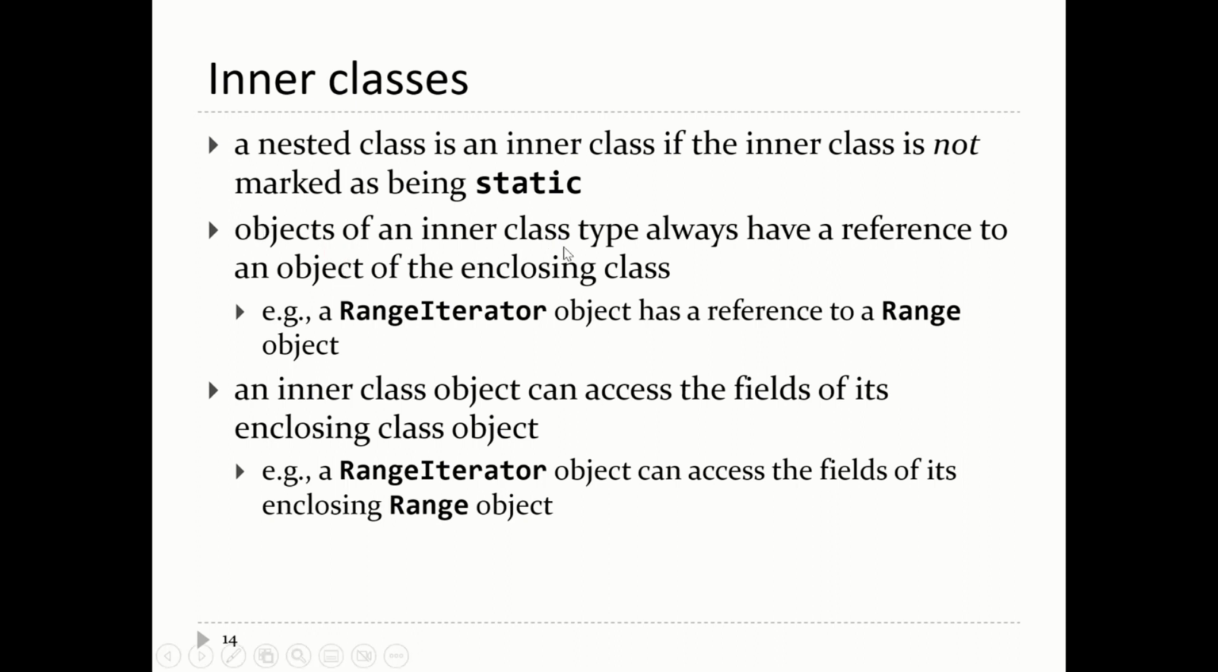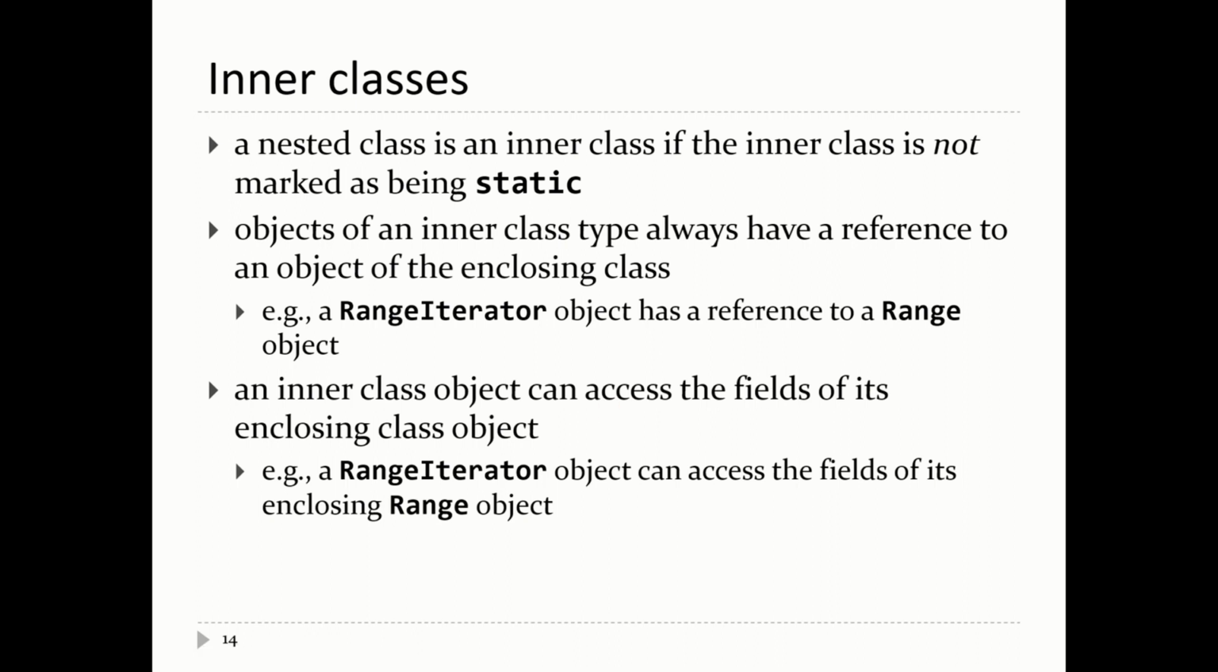Okay, so objects of an inner class, in other words, a range iterator. Inside of every range iterator, there's a reference to the range that created it. You can't easily see that reference directly, but it's there. Every range iterator object has a reference to its range object, which makes sense: the iterator needs to know what range it is iterating over, so it needs a reference to that range.